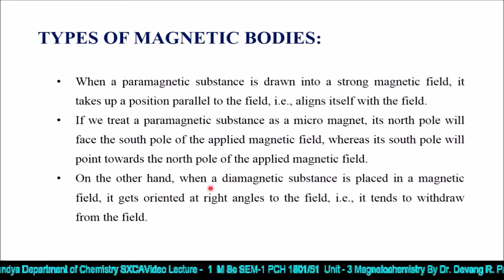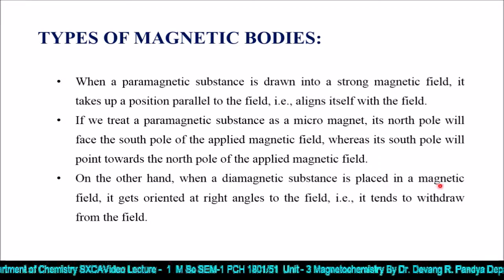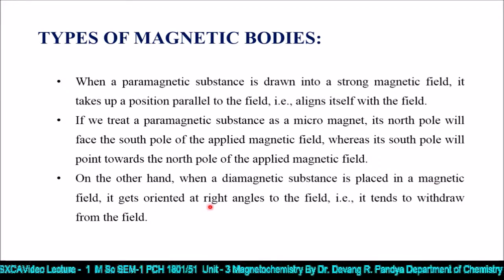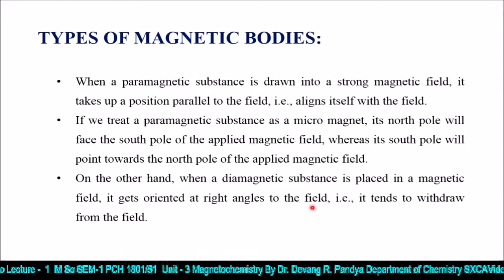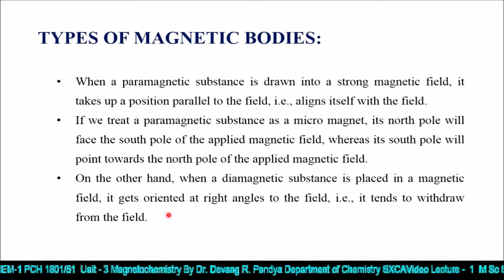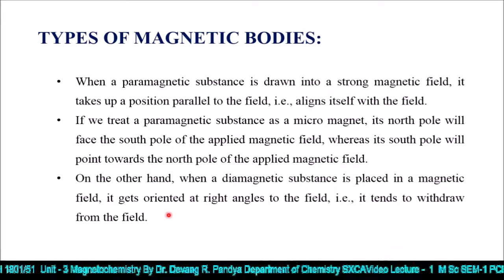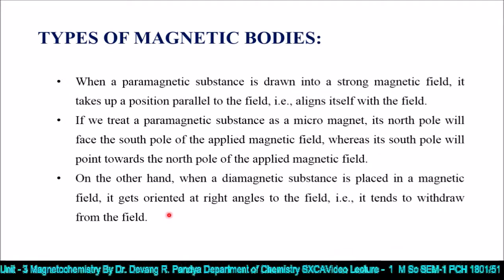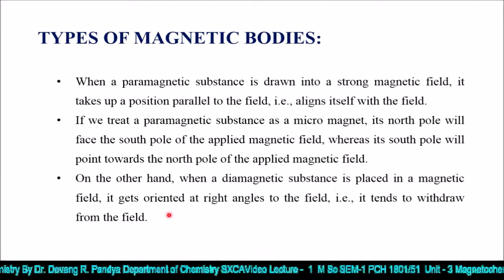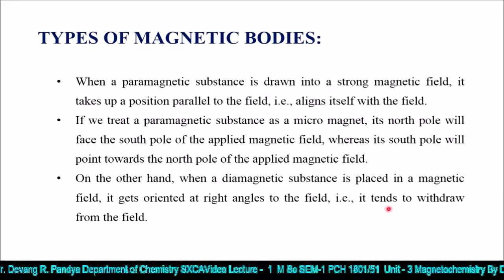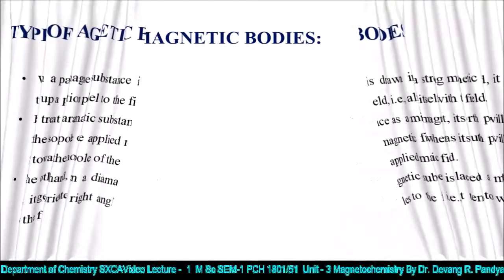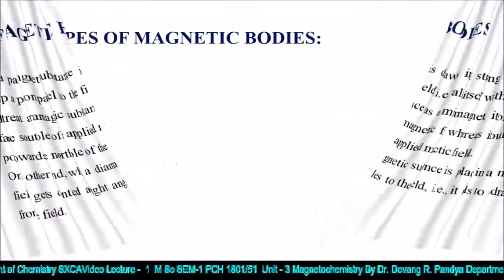On the other hand, when a diamagnetic substance is placed in a magnetic field, it gets oriented at right angle to the applied field. It tends to withdraw from the field. That means it will be attracted neither towards the north nor the south pole. Instead, it will remain perpendicular to the applied field, and therefore it tends to withdraw from the field. That indicates repulsion rather than attraction.